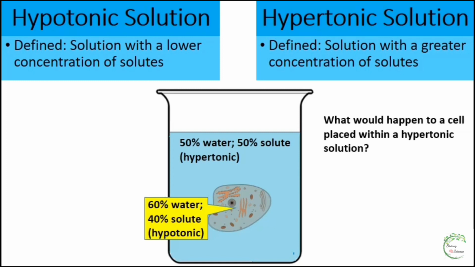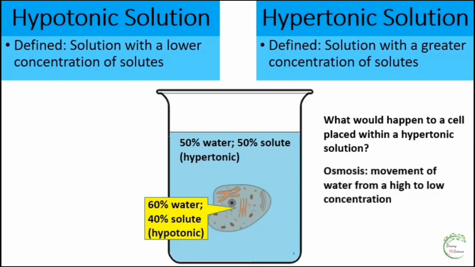What would happen to a cell placed in a hypertonic solution? Again, we remind ourselves the definition of osmosis, the diffusion of water from a high to low concentration. Where is the higher water concentration? Look in the picture. I see that 60% is a higher percentage than 50%. So therefore, water would actually diffuse out of this cell. It could start to shrivel and lose some of its water mass as a result.